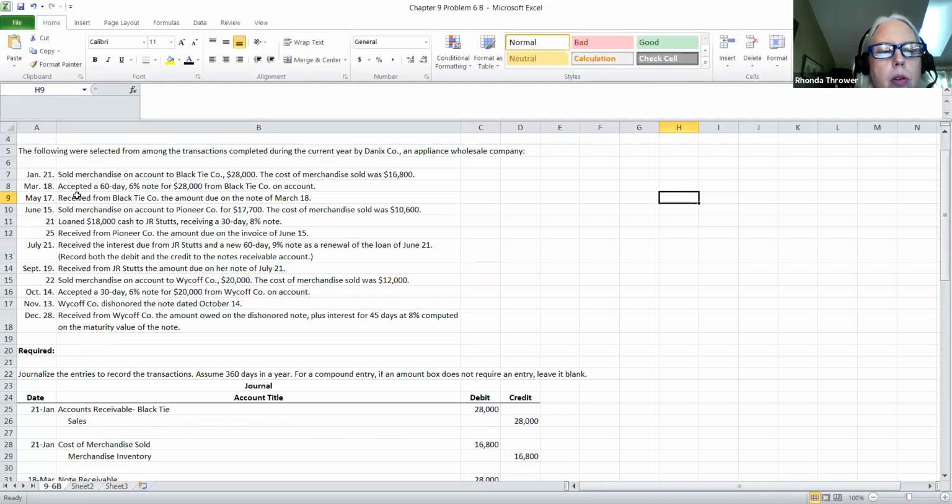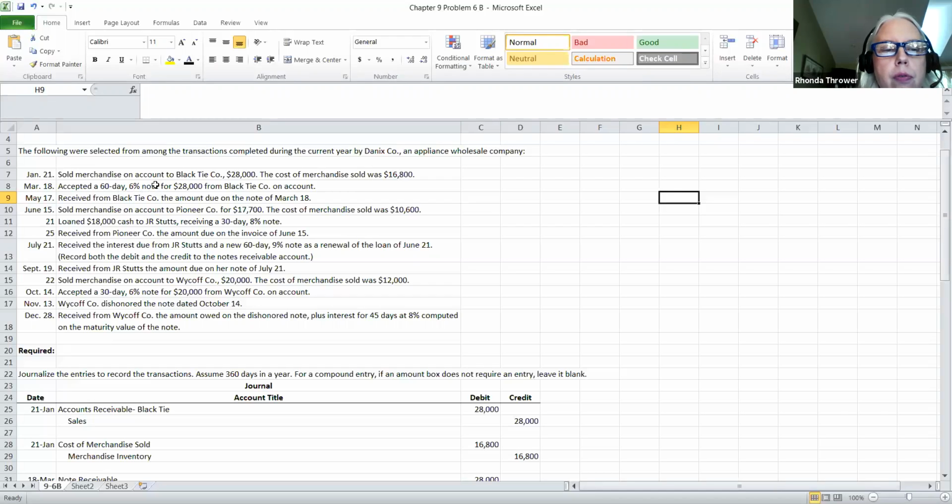On March the 18th, we accepted a 60-day 6% note for $28,000 from the Black Tie Company on account. All right, so originally on January 21st, we made a sale to the Black Tie Company. What's happened on March the 18th is it was Black Tie's time to pay, but they did not. So Black Tie probably came to us and said, hey, I can't pay you what I owe you right now. Could you give me a little bit more time? And as a company, you want to try to collect your money. And if a customer comes to you and says they can't pay you, you probably will allow them some more time to be able to pay you.